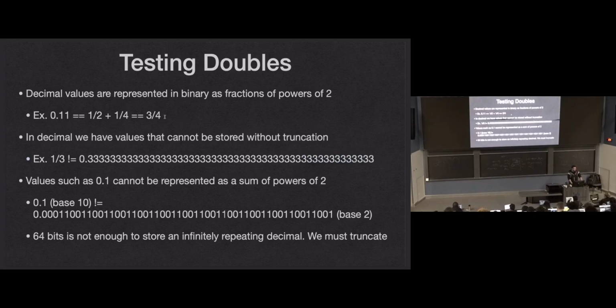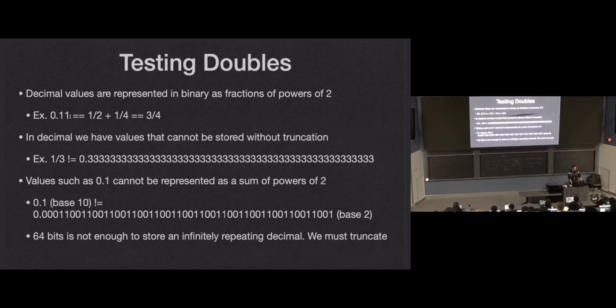Can't do it. So the way we represent binary values and doubles in our case here is a very similar way. Similar to how 0.333 is 3 tenths plus 3 hundredths plus 3 thousandths plus 3 ten-thousandths, or rather 3 over 10 to the 1, 3 over 10 to the 2, 3 over 10 to the 3, 3 over 10 to the 4. We represent binary the same way.